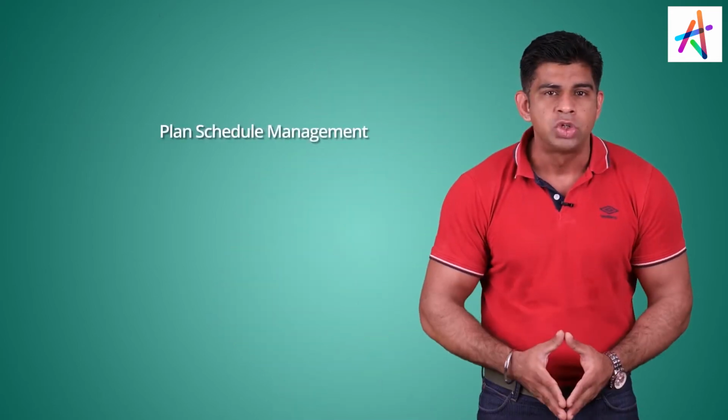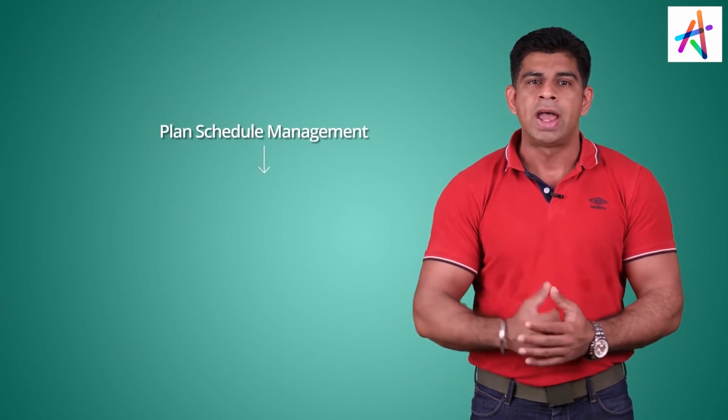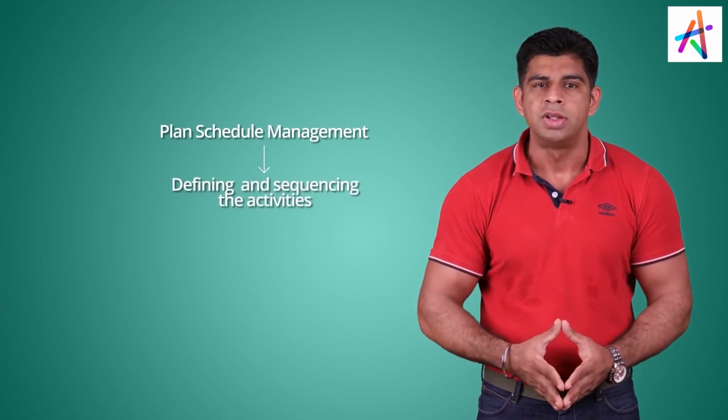Those activities need to be scheduled or those activities need to be sequenced. Why? Because if you don't sequence those activities, how can you define how much time it will take? You first cannot build the walls of the house. You first have to go ahead and build the foundation of the house. So there is some dependencies about what has to be done first, what has to be done second. This is where we are talking about plan schedule management by defining the activities and sequencing the activities.